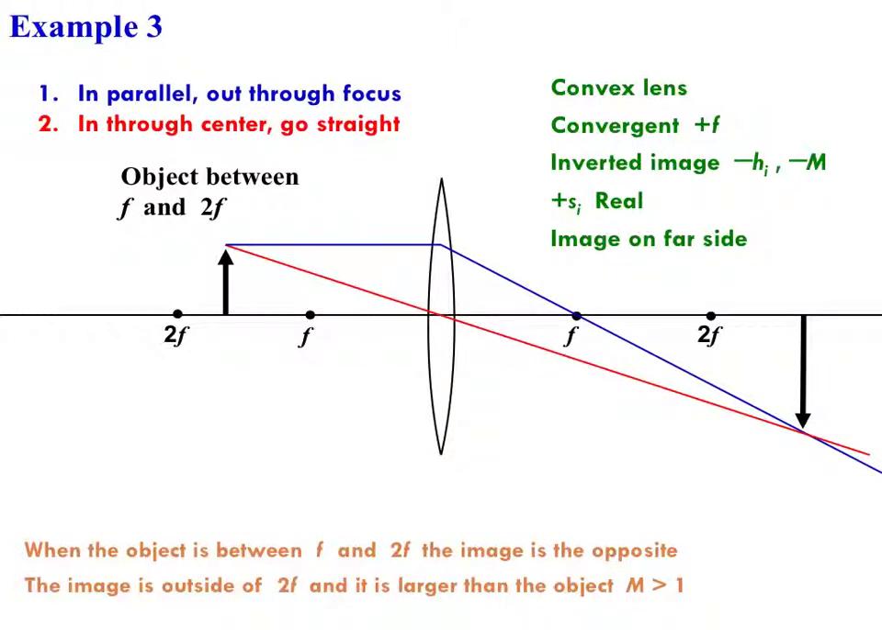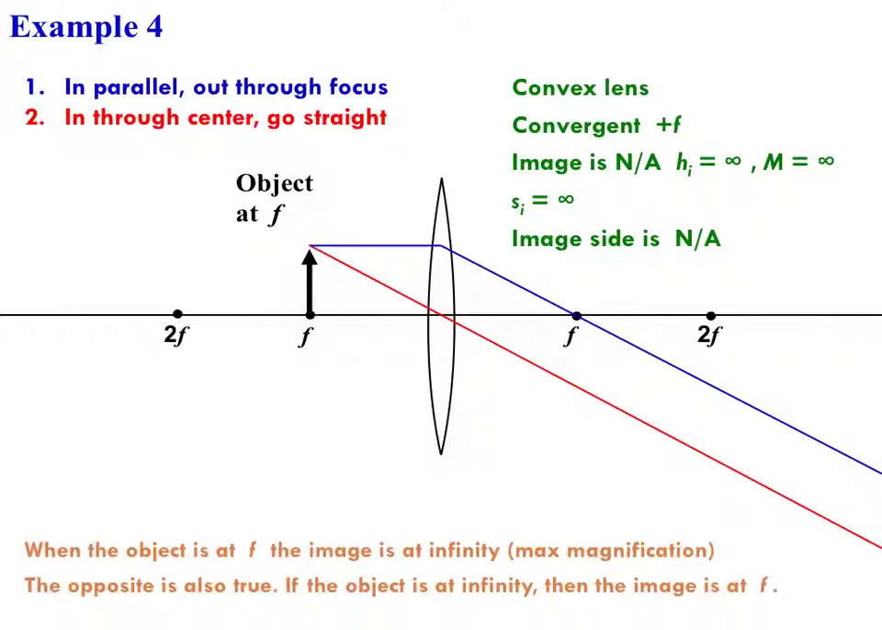When my object is between f and 2f, then it's actually going to go opposite. What that means, it's going to be beyond 2f, and it's going to be larger than my object. And again, we've seen this situation before. When it's at f, that means my lines are going to be parallel. So you can say that the image is located at infinity, max magnification. But the opposite is also true. If the object is at infinity, then the image is at f.